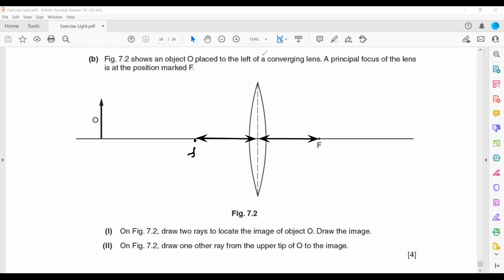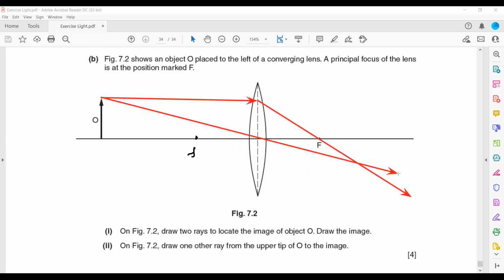So first, the parallel light ray. From tip of the object, the parallel light ray will pass through the focus, and one through the center of the lens will pass straight. So the position where the two light rays will intersect, that is the position where the image will form. So this will be the image formed by the convex lens.